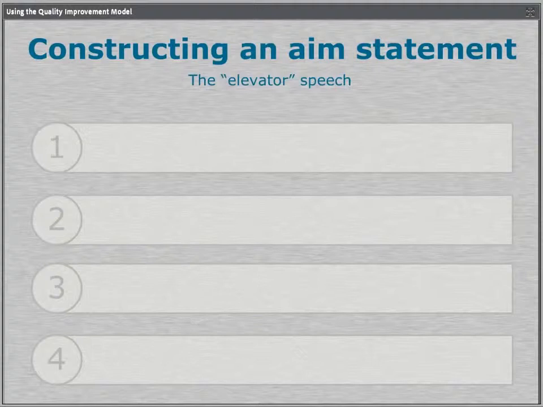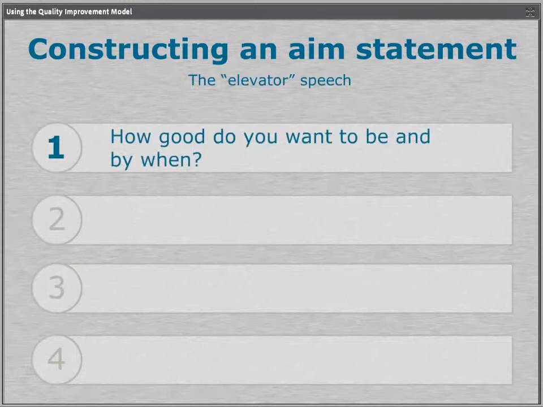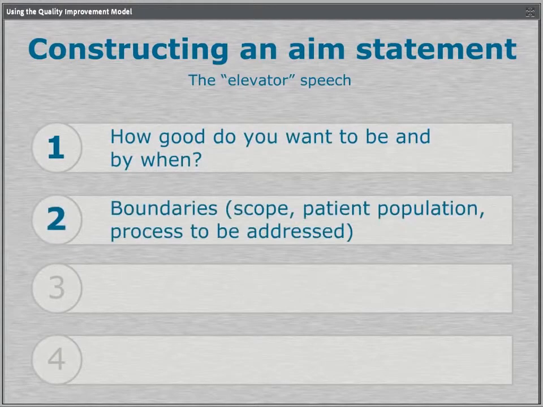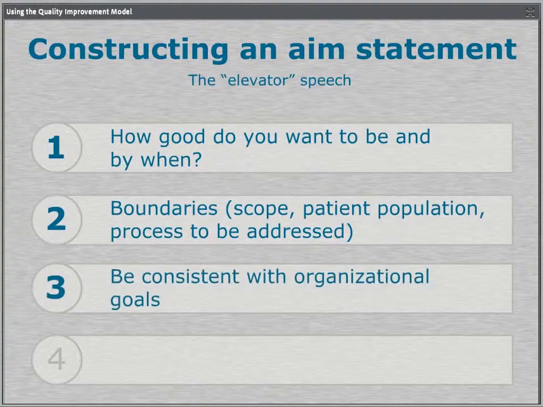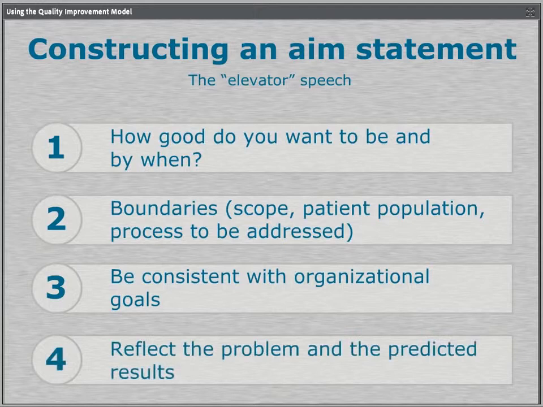So let's imagine for a minute you get in an elevator, and we're looking at constructing an aim statement that will get you up to 4 floors by explaining exactly to whoever gets in the elevator next what you're trying to achieve. And it has to include these things. How good do you want to be and by when? What are the boundaries? So what's the scope or the patient population or the process that needs to be addressed? Is it consistent with organizational goals? And does it reflect the problem and the predicted results? So it's very important to keep refining this. If you go past 4 floors and you miss your exit, then it's too long.